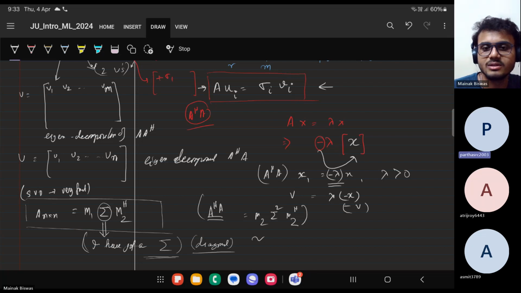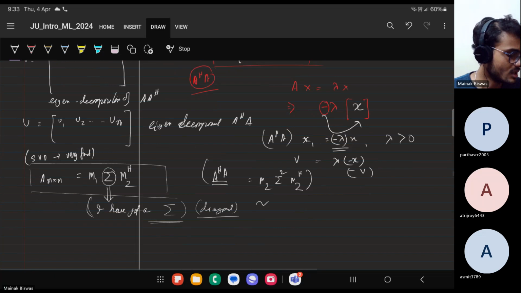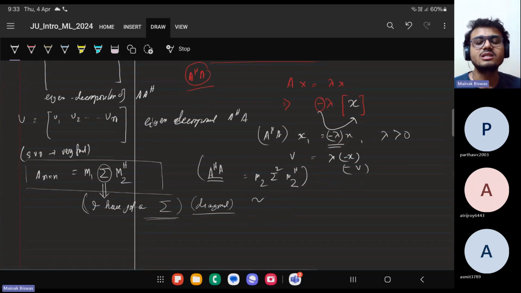Are you saying A Hermitian A is similar to sigma square? Yes, it is similar to sigma square. So instead of doing everything the long way, normally when you are solving for your exams, you will be doing singular value decomposition, eigenvalue decomposition, but you don't even need that. Just do the singular value decomposition. You'll get the sigmas directly. Crazy fast. Okay. Are you interested in knowing why it exists?